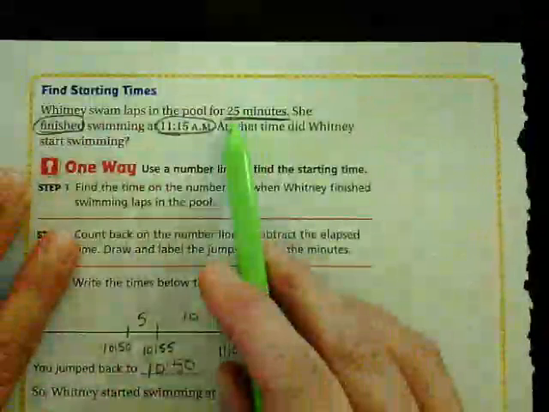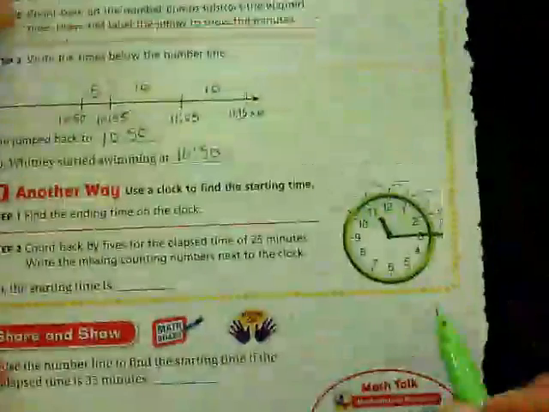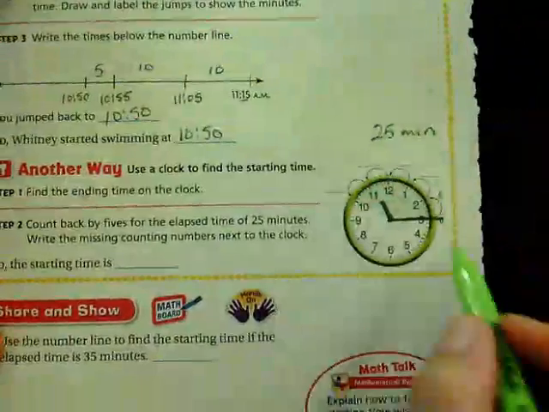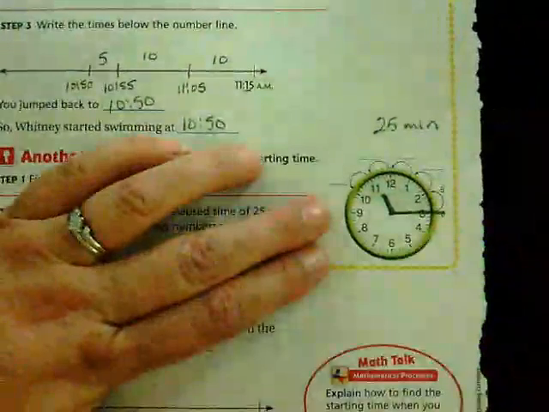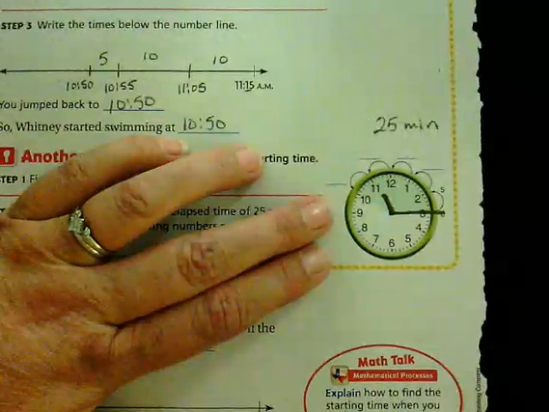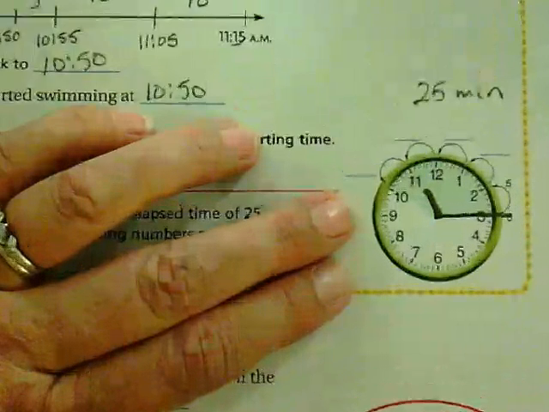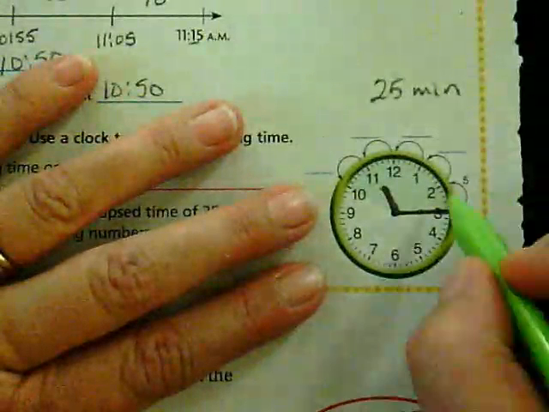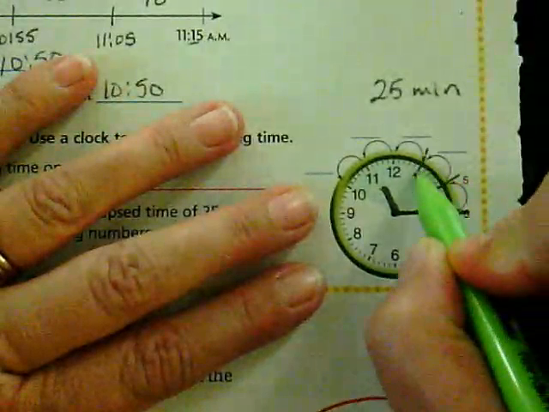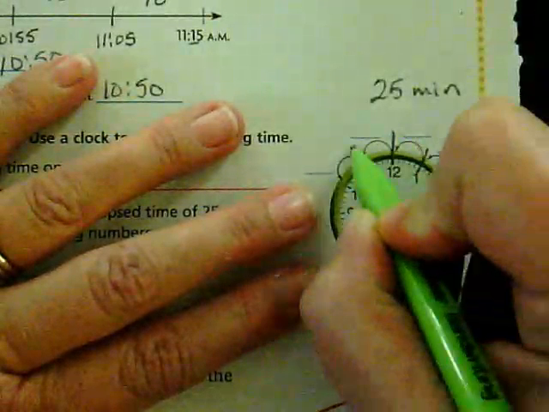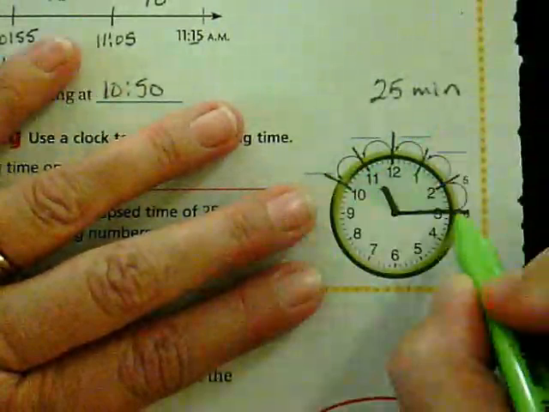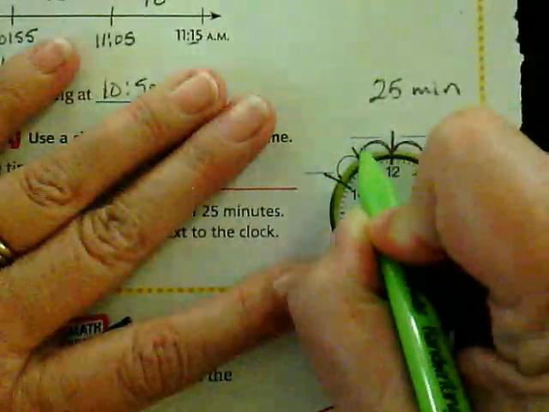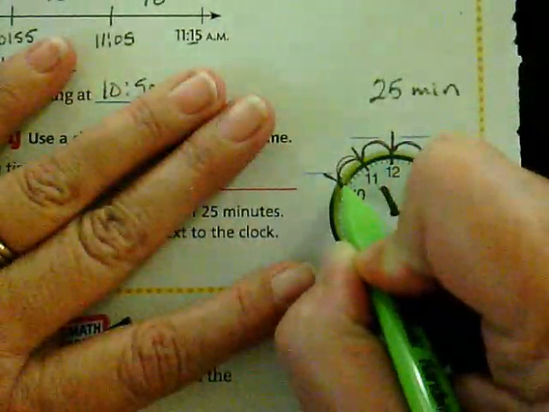Okay, I need to count backwards 25 minutes. So on my clock, I'm going to write me a note so I don't forget. I'm going to look at my clock. In fact, I'm going to zoom in so you can see it better too. Here we go. I'm going to count back 25 minutes. So then I can figure out what time it is. So if I go 5, 10, 15, 20, 25 minutes is right here.